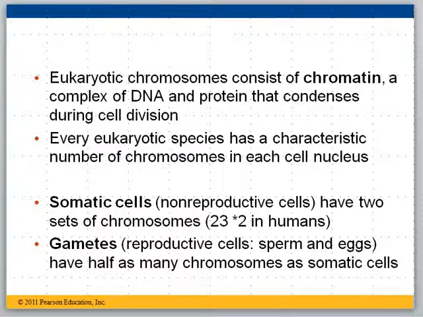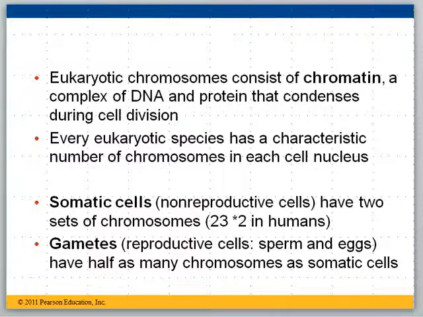We have two different types of cells in the body. You see somatic cells here. Somatic cells are all of your body cells that are not the reproductive cells. So your skin cells, your liver cells, your muscle cells, your cells of your digestive system, those are all called somatic cells. In humans, there are 2 sets of chromosomes in those cells, 23 pair. So there are 23 pair of chromosomes for a total of 46.